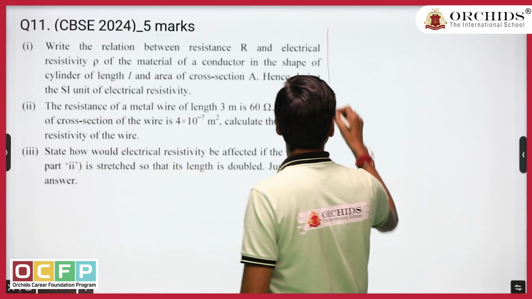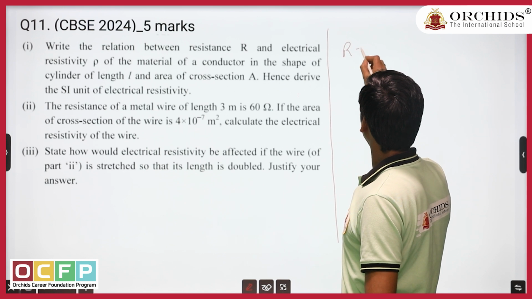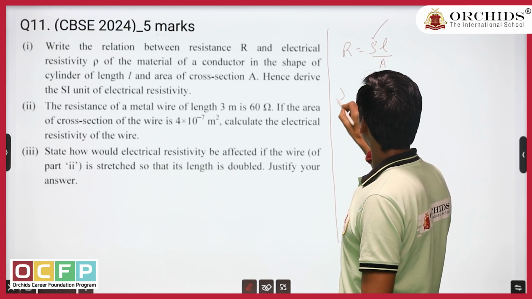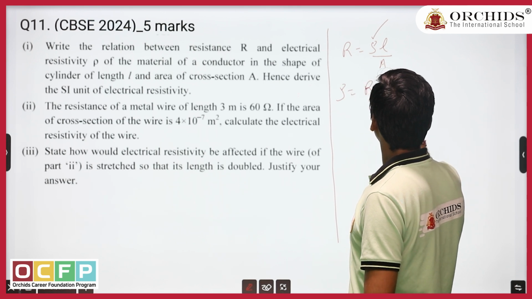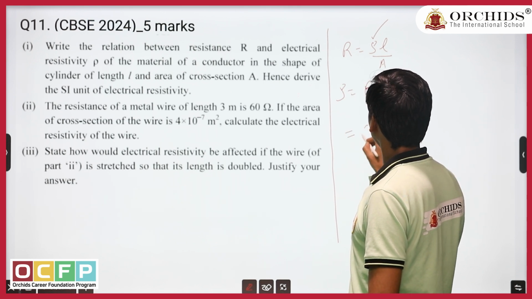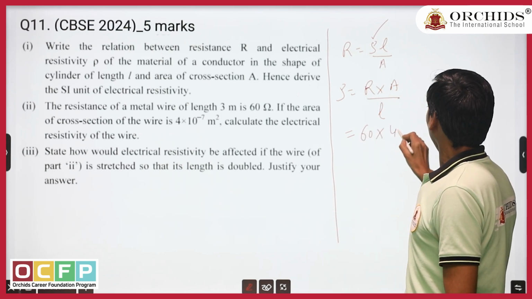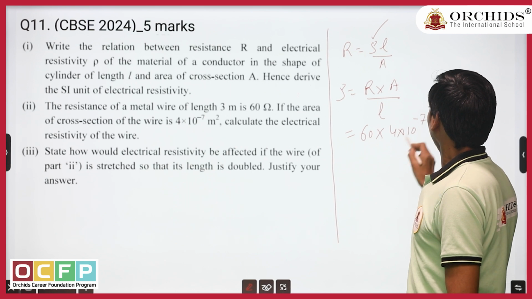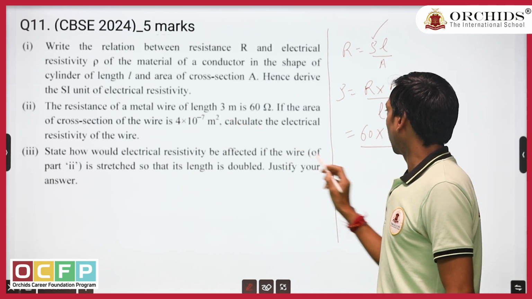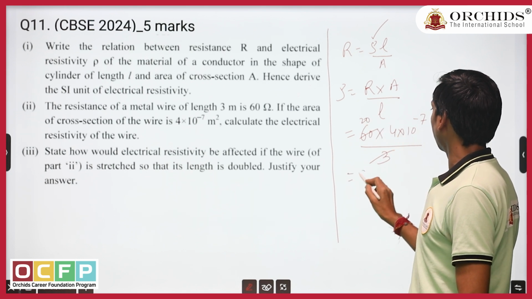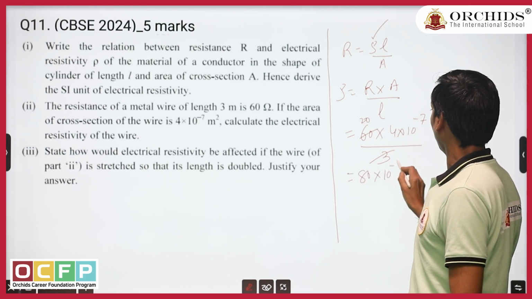So I am interested in calculating the resistivity. I know that R is equal to rho L by A. I am interested in resistivity, so resistivity will be equal to resistance into cross-sectional area divided by length. So resistance is 60 ohm, multiplied by cross-sectional area 4 into 10 to the power minus 7, divided by length, which is how much? 3. So it will get cancelled with 60 giving 20. 20 into 4 is how much? 80 into 10 to the power minus 7.